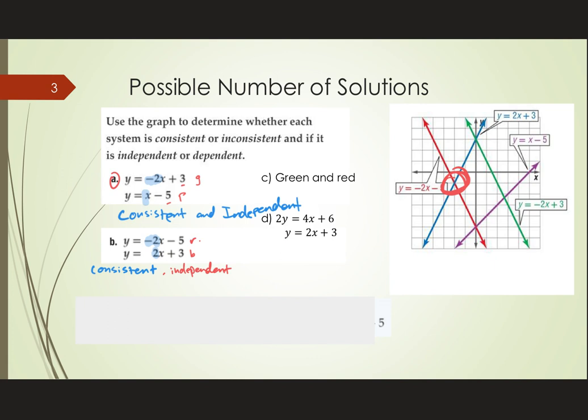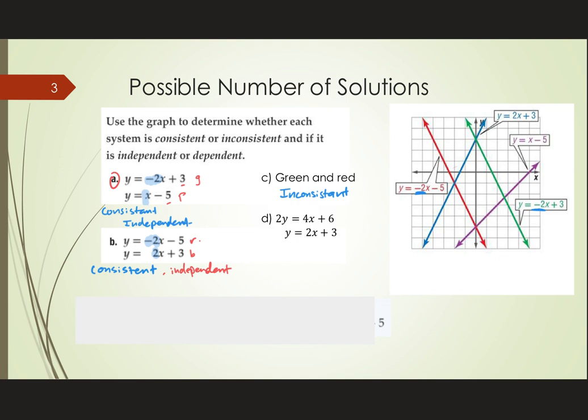Your turn. Do C. When the video plays again, you'll see the right answer. How'd you do? So the green and the red line are both parallel lines, and you can tell because they have the same slope. The green line has a slope of negative 2, and so does the red line. So these lines are going to be inconsistent because they do not have a solution.